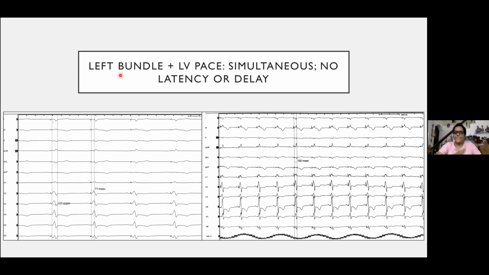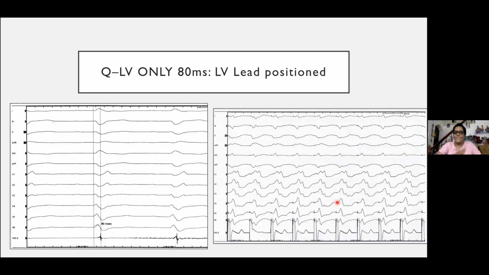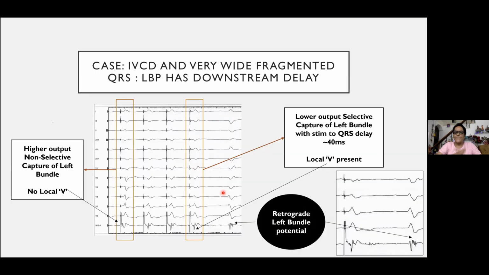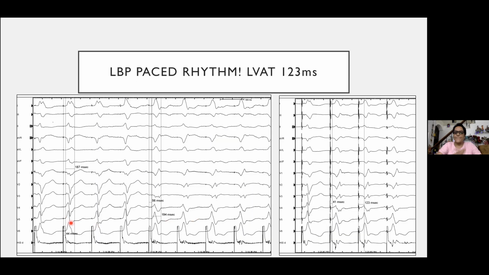So left bundle pacing along with LV epicardial pacing simultaneously. We don't get a latency. We don't get a delay. The latency part is taken care of by the LV pre-excitation, which we are getting by putting the CS lead. So we are not getting any latency here. And the rest of the QRS, overall the QRS is actually not that wide. But because of the latency, you can see very clearly, the actual QRS is around 160, 170 millisecond, but the latency is causing a tremendous delay.